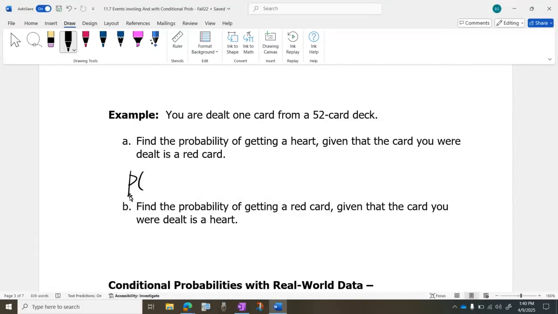Part A, we need to find the probability of getting a heart, given that the card you were dealt is a red card. That means the probability has a condition attached. It is a conditional probability. So let's see, how do we do that? So we find the probability of getting a heart given the card you draw is a red color.